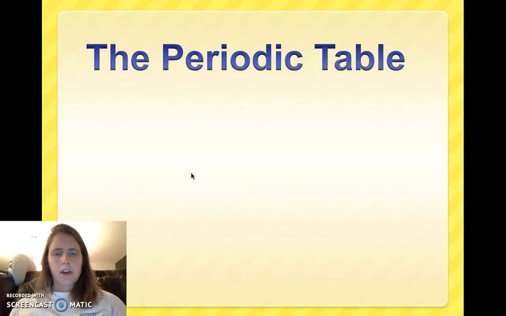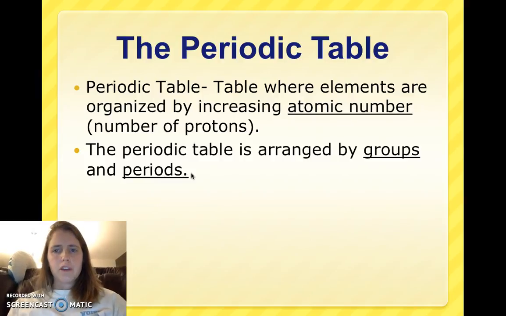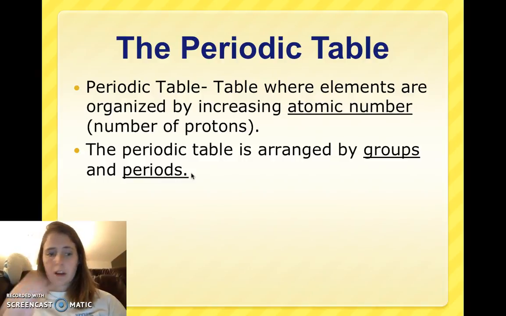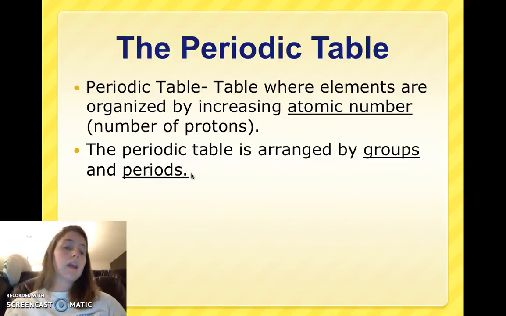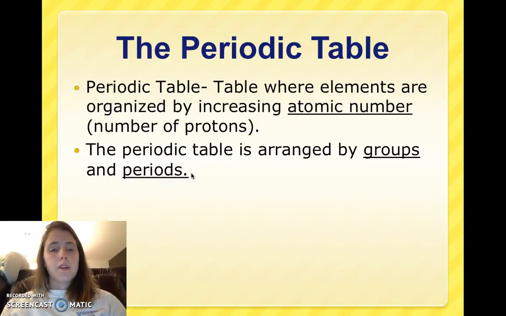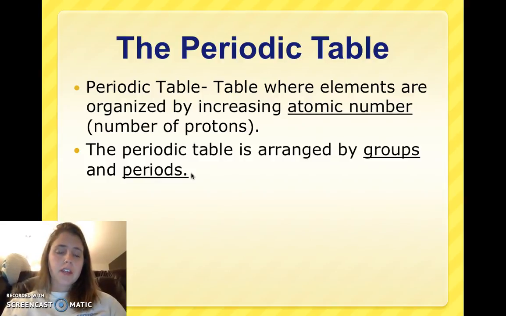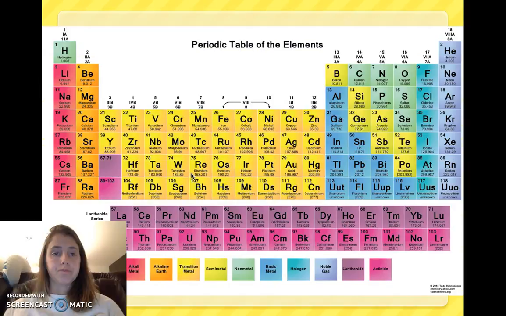All right, we are going to go ahead and talk about the periodic table of elements. So we know the periodic table is a table where elements are organized by increasing atomic number. We talked about that already, where you know that the very first element listed on the periodic table has 1 proton, and the next one has 2, and 3, 4, 5, 6, 7, 8, 9, 10, and so on and so forth. And then something you may not know is that the table is arranged by groups and periods.